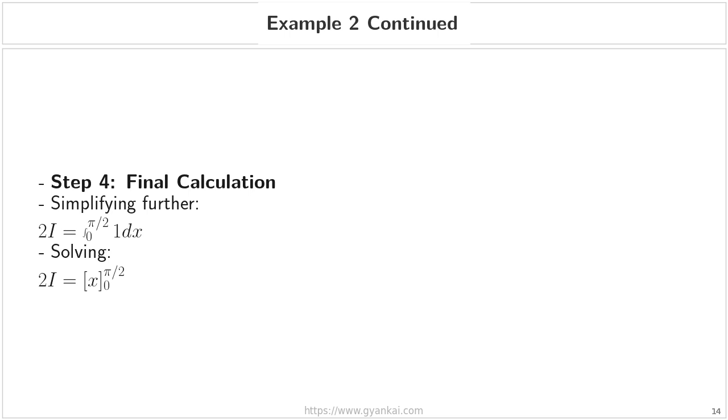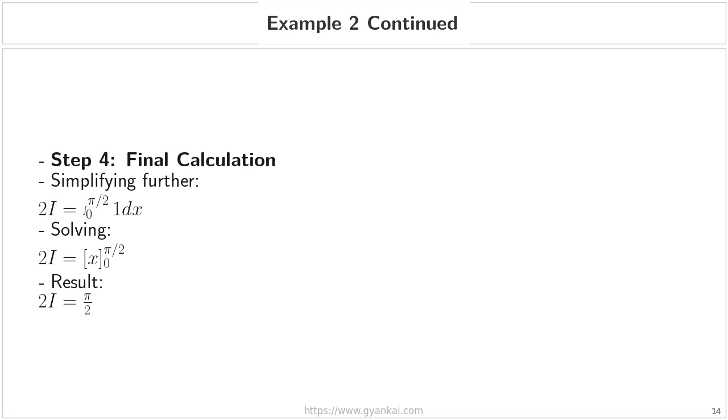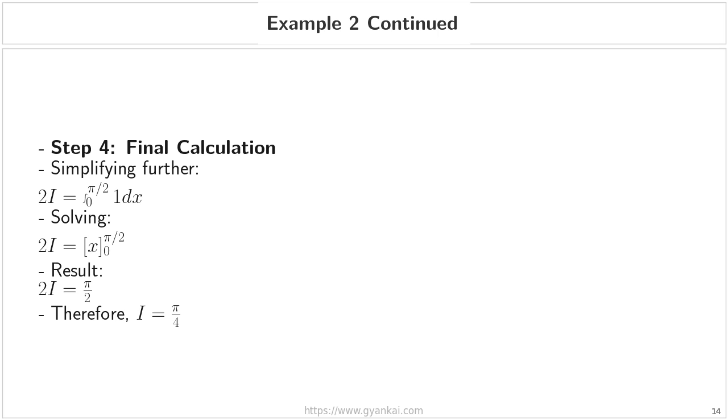The square brackets indicate that we're evaluating the expression at the upper and lower limits of integration. This means we substitute the upper limit, pi over 2, into x, and then subtract the value of x at the lower limit, which is 0. This gives us 2I equals pi over 2 minus 0, which simplifies to 2I equals pi over 2. Finally, to isolate I, we divide both sides of the equation by 2. This gives us I equals pi over 4.